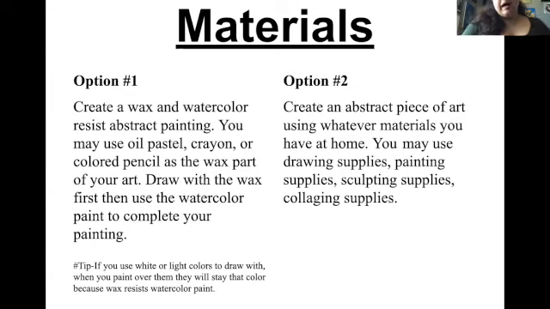So you have three options for this project. One, you could do a wax and watercolor resist. So basically you would draw your lines or your shapes in some kind of wax. So either oil pastel, crayon, colored pencil, any one of those contain wax in them and you can use them. And then you would use paint to paint over it. And one tip, if you use light colors like white or yellow, if you paint over that, they're going to stay that color because watercolor and water resist the wax. That means that it won't soak into it.